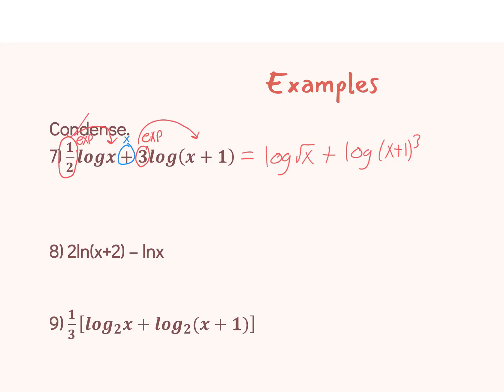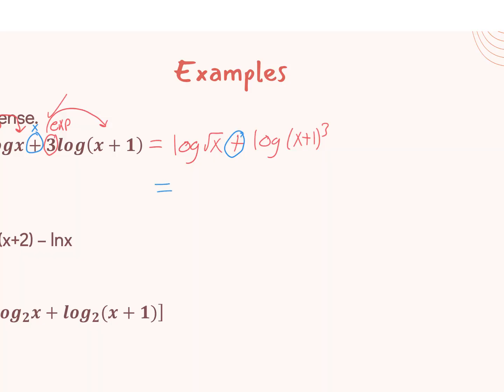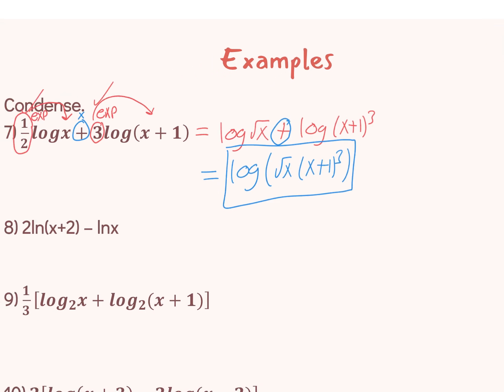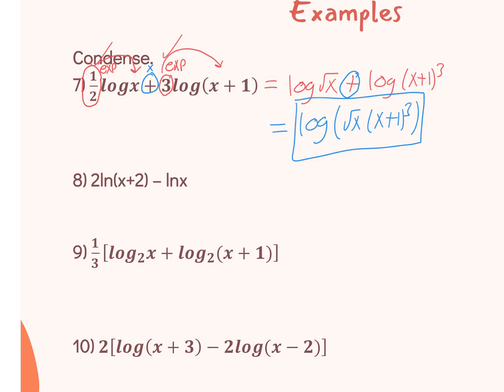All right, and that takes care of those exponents, right? Let me check those. And then the last thing I see is a plus in between. That means I'm going to multiply on the inside. So this is going to become log of the square root of x times (x plus 1) to the 3rd power. Right? And now this is one singular log. I don't see anything else that I can do to this, so this is fully condensed. All right? It shouldn't be too bad, right?